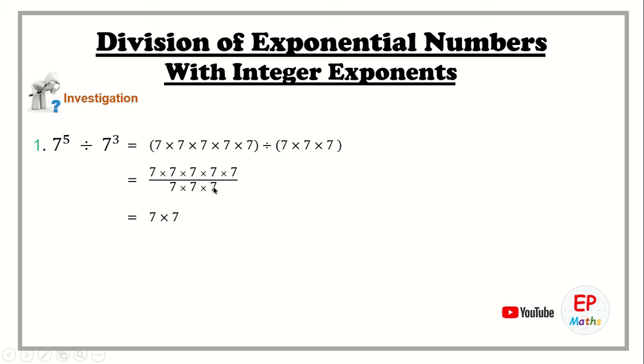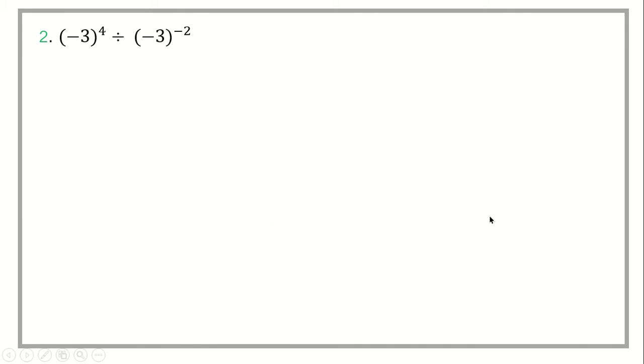This means that we divide this 7 by this 7 to get 1, this 7 by this 7 to get 1, this 7 by this 7 to get 1. So we remain with 7 times 7, which means 7 squared. But now, look at this in this way, whereby we get 7 to the power of 5 divided by 7 to the power of 3, and we simply subtract the exponents, that is 5 minus 3. We remain with 7 squared, which is the same as this. See that?